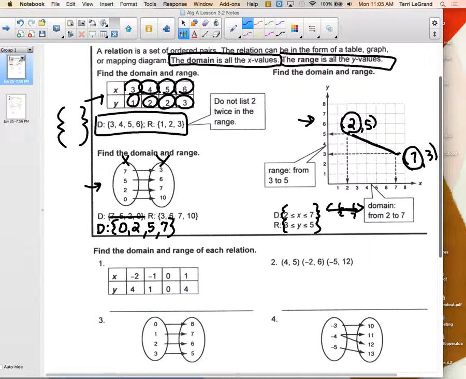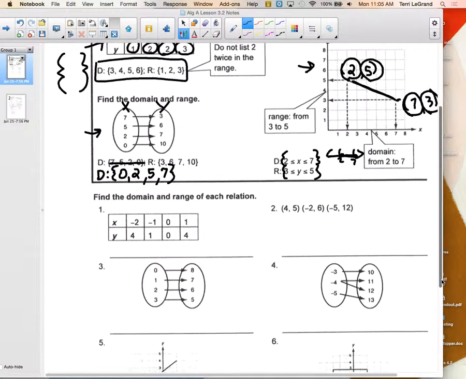Okay? And then the range. The range is made up of y's. So we look at the y values and we say, oh, the smallest y value is 3, and the largest y value is 5. So we write a compound inequality that has 3 is less than or equal to, notice the variable is y this time because range is made up of y values, is less than or equal to 5.